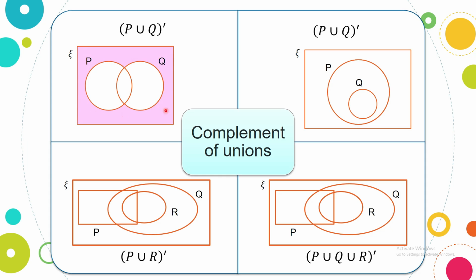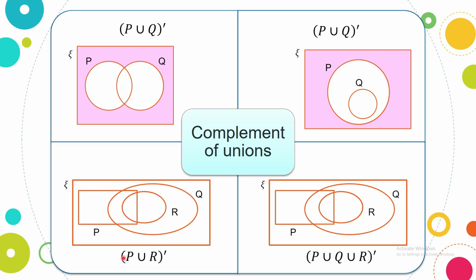Okay, next we take a look at this kind of Venn diagram. We know that P union Q is this part. We shade this part, but this is the complement of union, so we shade the outer part. Okay, like this.